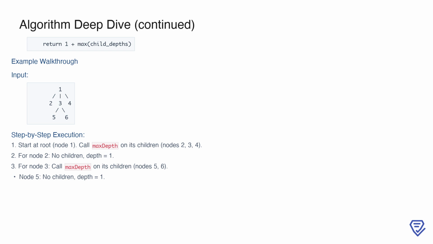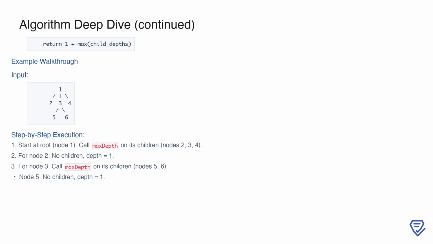Starting at the root, we call max depth on each child. For node 2, since it has no children, its depth is 1. For node 3, we call max depth on its children, nodes 5 and 6. As both nodes 5 and 6 have no children, their depths are 1. The depth of node 3 is then 1 plus the maximum of 1 and 1, which equals 2. For node 4, as it has no children, its depth is 1.